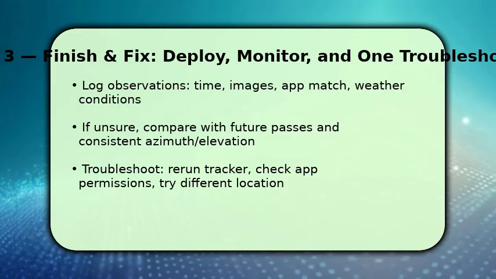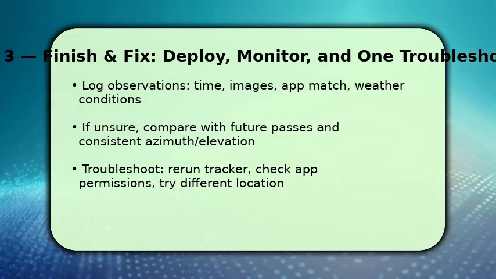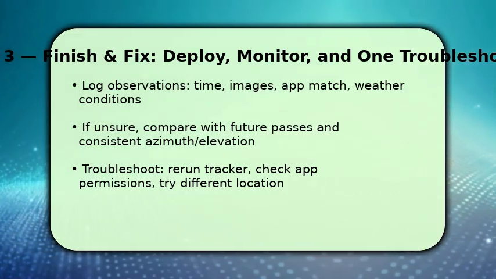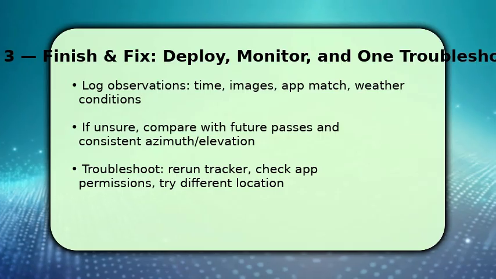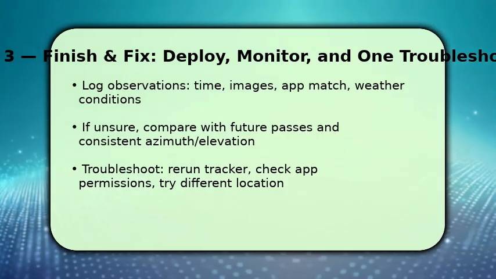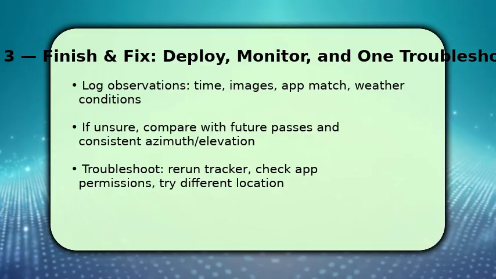Verify app permissions and GPS accuracy, move to a darker site, or use another tracker app. One key tip: if lights flicker or change course, it's likely aircraft. Discard those observations and retry.